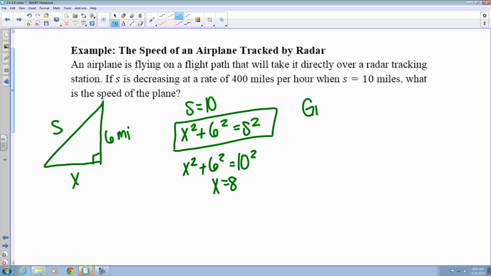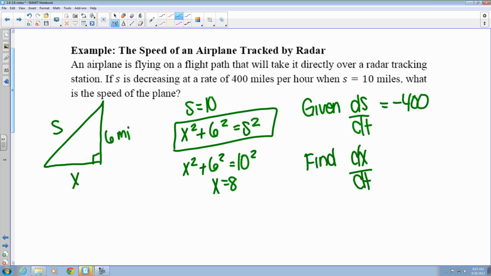So we are given s is decreasing, that's ds/dt, and if it's decreasing, that means it's negative, so it's negative 400. When s is 10, we are trying to find the other variable, which is dx/dt, when s is 10. Okay, so we need to take the derivative of our Pythagorean theorem here. 2x dx/dt, 6 squared goes away, equals 2s ds/dt.